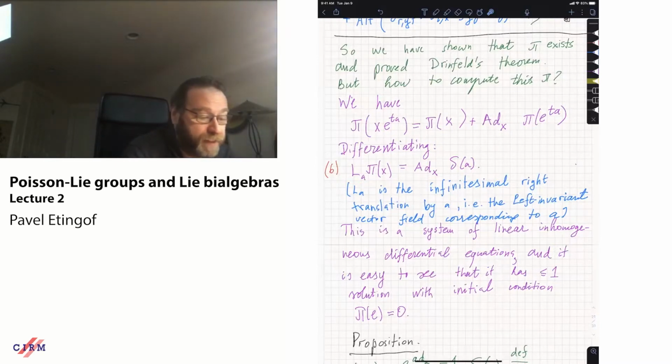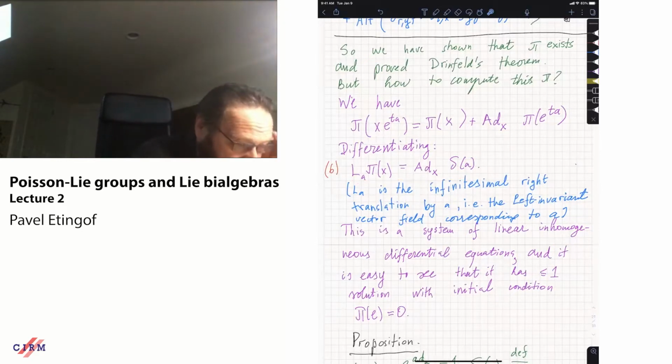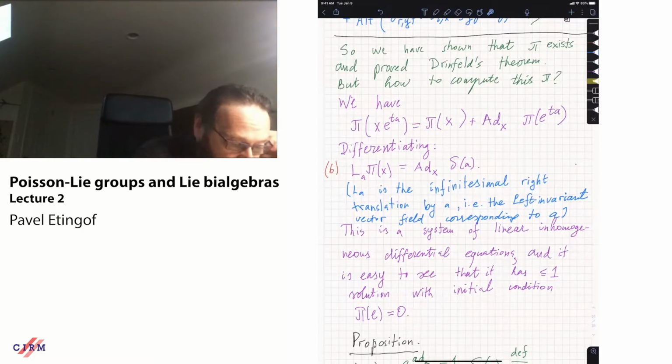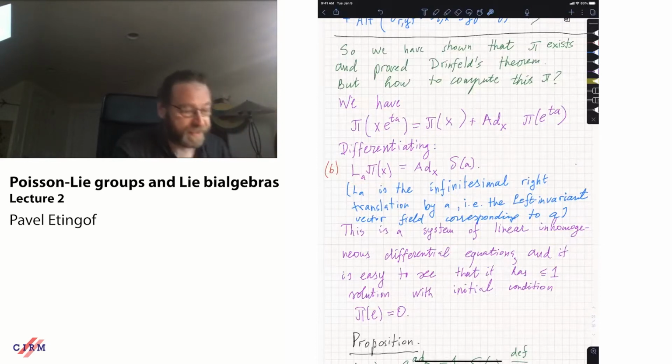This is a system of differential equations satisfied by pi, and so pi can be found as a solution of these equations. So far it's easy to see that this equation has at most one solution with the initial condition pi of e equals 0, because these equations tell us how it varies in all directions. So in a sense, we have a connection. But we need to show that it's a flat connection. So we need to show that this system is consistent in order to show that the solution exists.